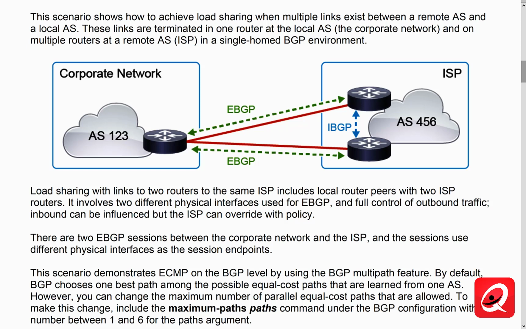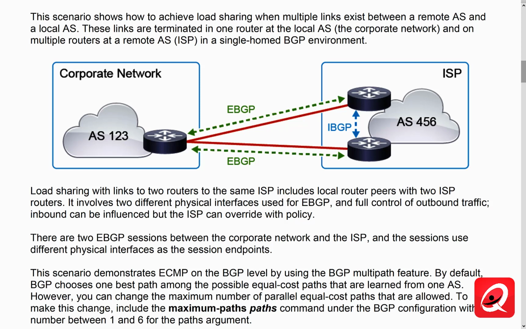Some of the attributes that I might choose to use in this particular case are, well, I really am kind of limited. I can use a multi-exit discriminator value to influence how AS456 gets to AS123, or I can use the weight attribute to influence how AS123 gets to AS456. I can also use the AS path attribute in either case, both inbound and outbound, to determine what path I'm going to use. Now, BGP doesn't do load balancing per se.